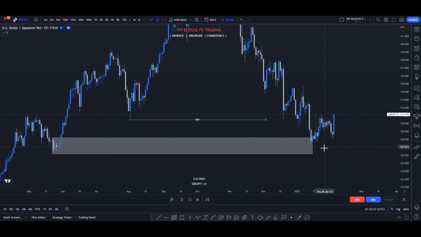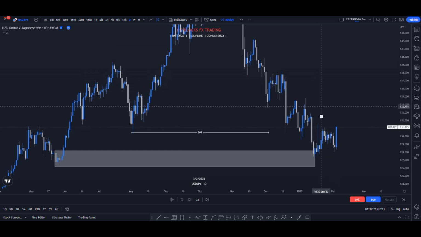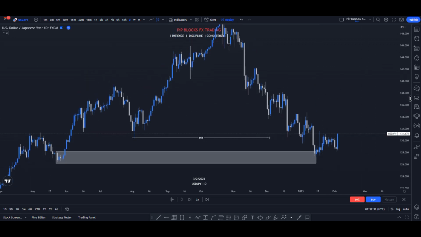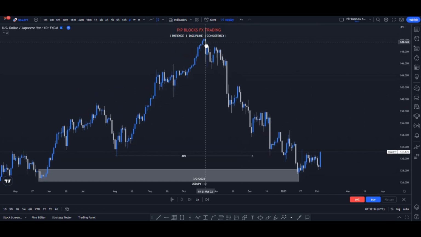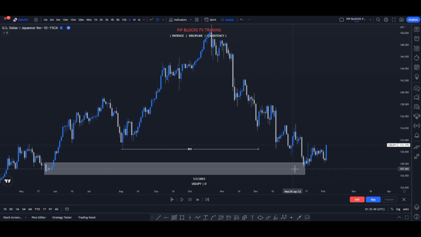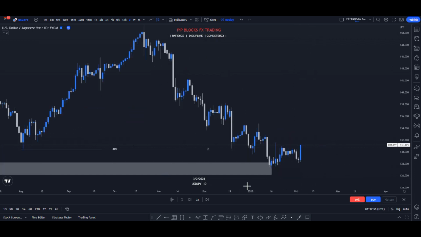Now on the daily time frame, I noticed we had some daily bearishness right here. So the market was very bearish until it traded into this particular demand zone. So what am I expecting? I'm expecting the market to actually be bullish from here so that we can fill up some imbalances and take out some liquidities.